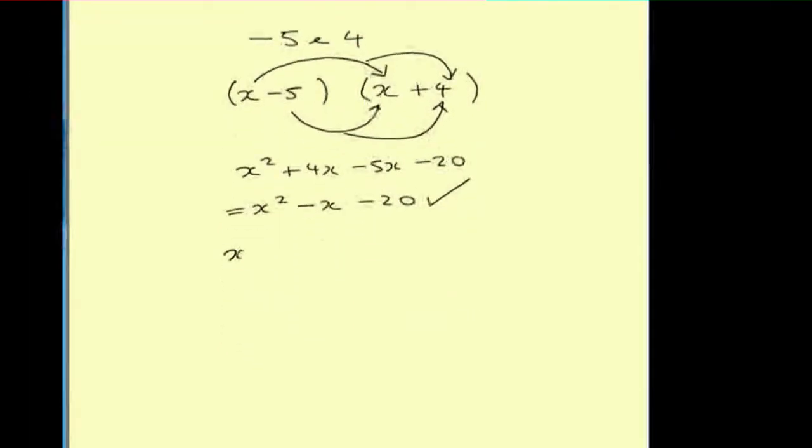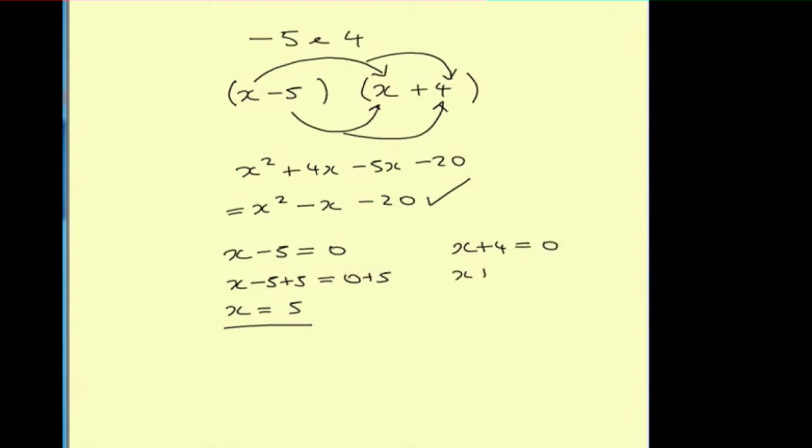Then take each factor, make it equal to 0, and then solve just like a normal linear equation. So the first root there is x equals 5. Take the second factor, make that equal to 0. So we take 4 from both sides there. So x equals -4.